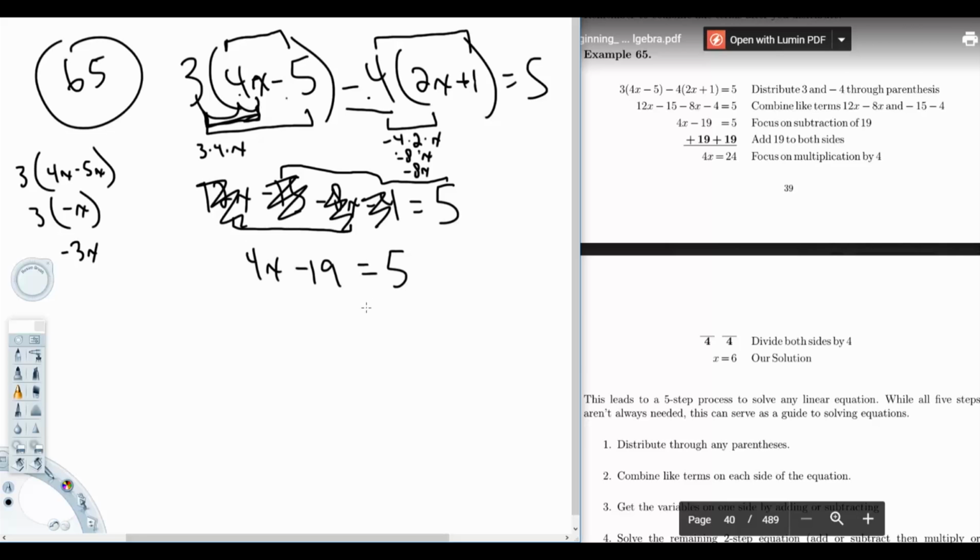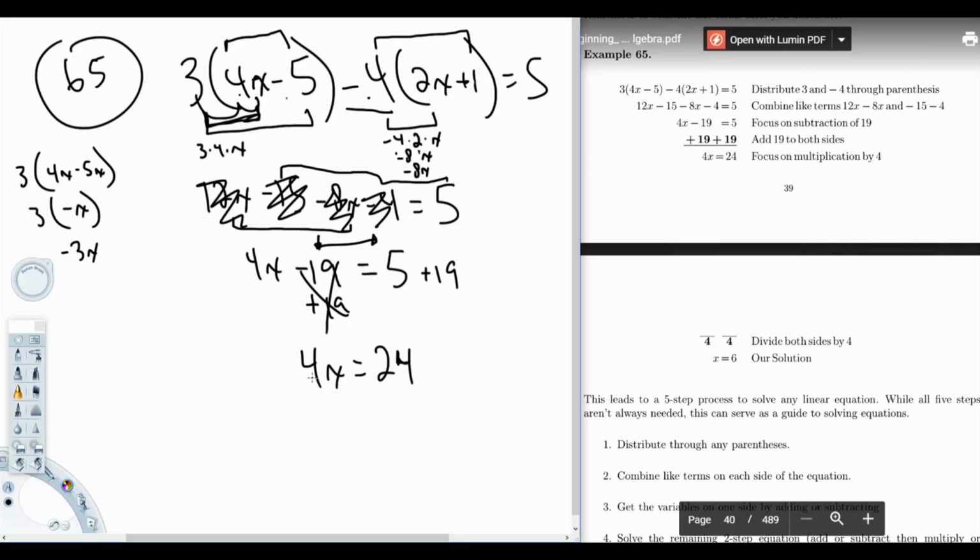Can you guess what the next step is? We got to get rid of this minus 19. We put it over here because we want one side to have the x's and the other side not. So, how do we get rid of the minus 19? We add 19 to both sides. This cancels out. 4x equals 5 plus 19 equals 24.